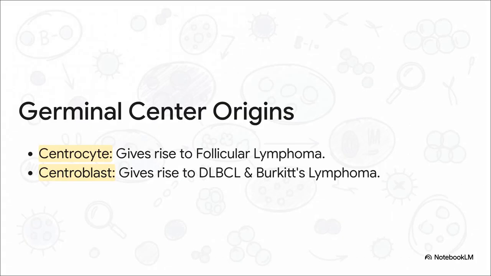Now we enter the germinal center, and this is where a really critical split happens. You've got two cell types here. The more mature, quieter cell, the centrocyte, is what gives rise to a typically low-grade, slow-growing cancer, follicular lymphoma. But the other cell, the highly proliferative, less mature centroblast, well, that's the cell of origin for two of the most aggressive high-grade lymphomas we know, diffuse large B-cell lymphoma and Burkitt's lymphoma.